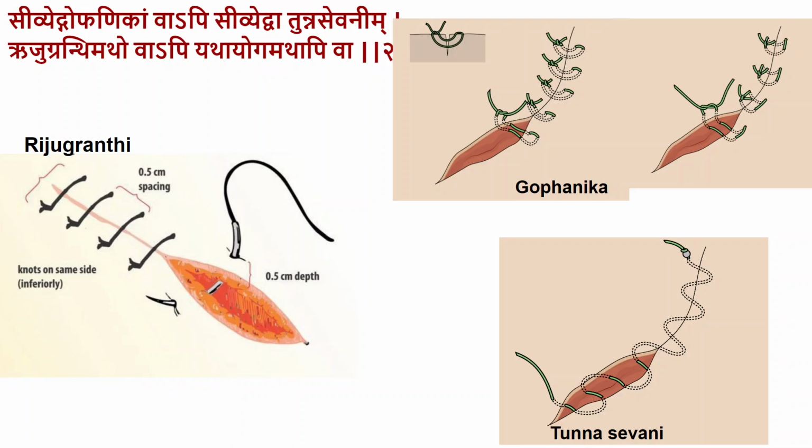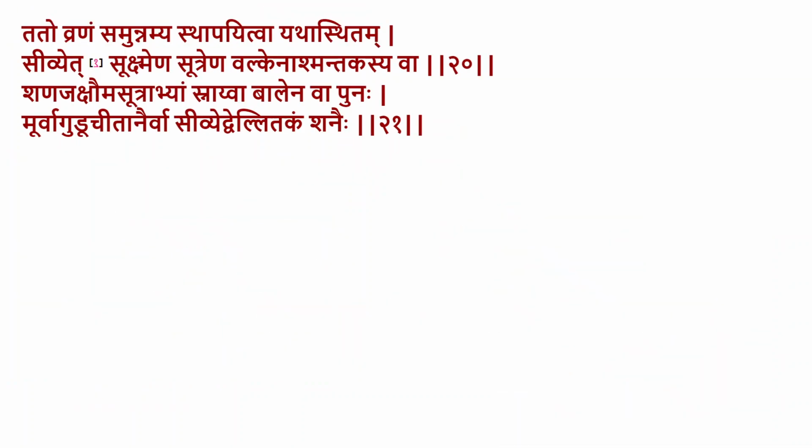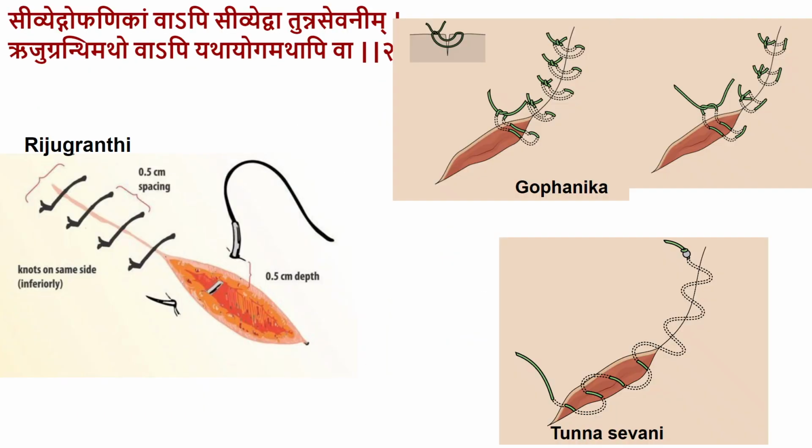The suturing techniques are also described by Sushruta in different varieties. One of them, of course, is the Velitaka. Velitaka is a simple continuous suture. And then the Gofanika. Gofanika is where you will have mattress sutures. In the mattress sutures, again, you will have two varieties, either horizontal or vertical mattress sutures.